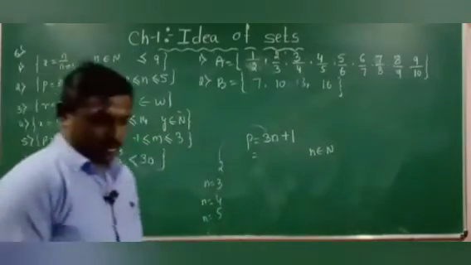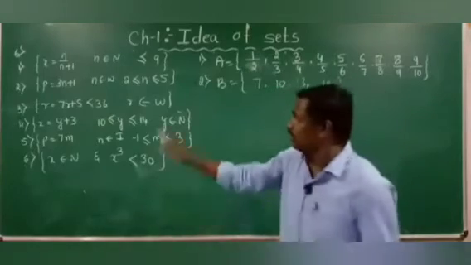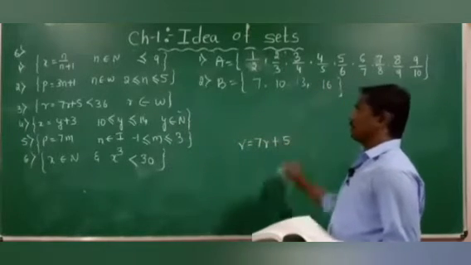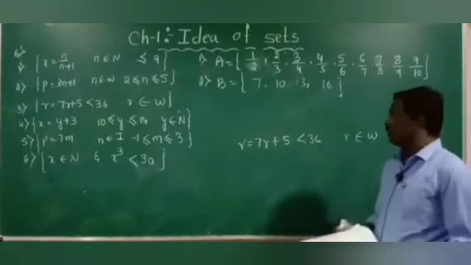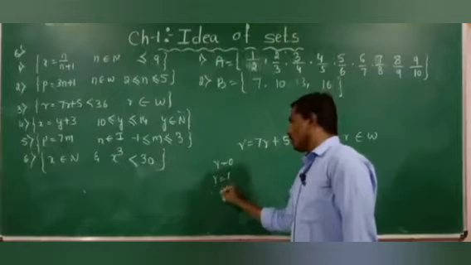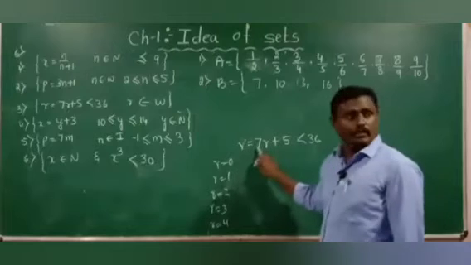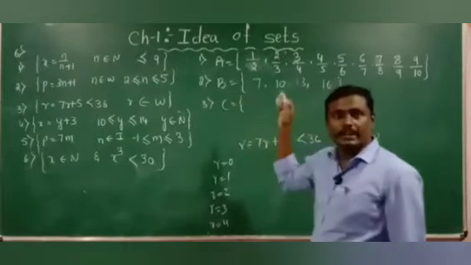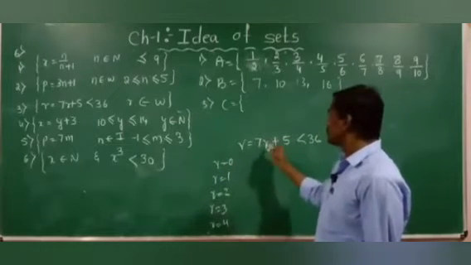Okay, next, see the third question. What it says, third question: R is equal to 7 into R plus 5, which is less than 36, where R belongs to the whole numbers. Now take the whole numbers 0, 1, 2, 3, 4. If I am taking 7 into 0, that means 0, 0 plus 5 is 5. So for the third question, that set I am considering as set C. So R value is 0, 7 into 0 is 0, 0 plus 5 is 5, so 5 is the first element.